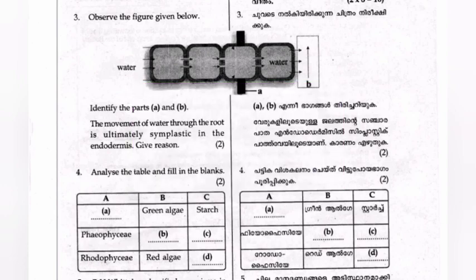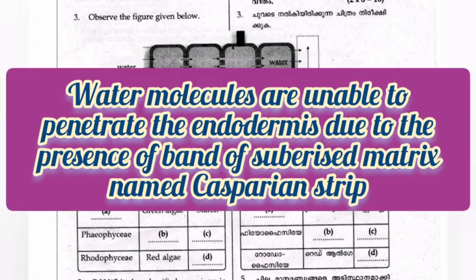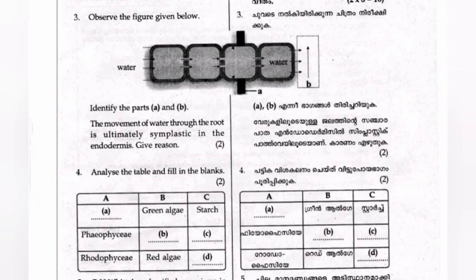The movement of water through the root is ultimately symplastic in the endodermis. Give reason. Answer: Water molecules are unable to penetrate the endodermis due to the presence of a band of suberized matrix named Casparian strip. Marks are distributed as half mark each for the identification and for the reason, 1 mark.